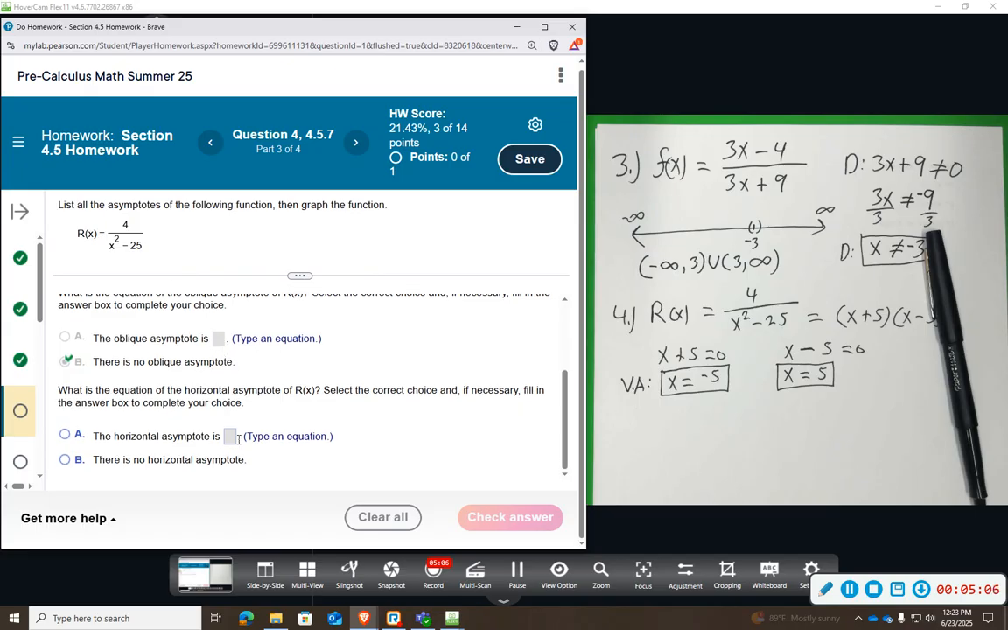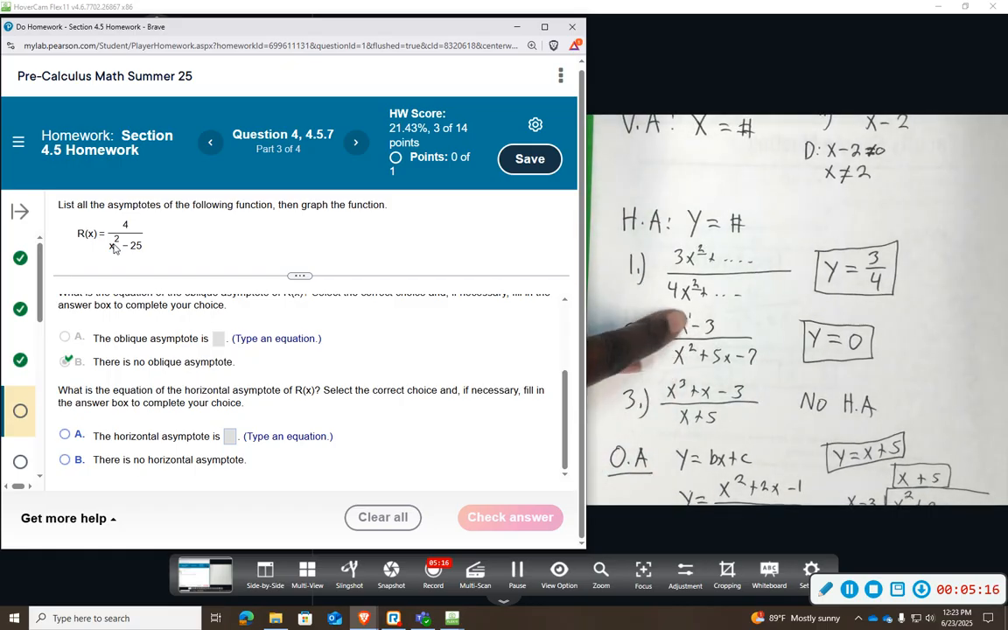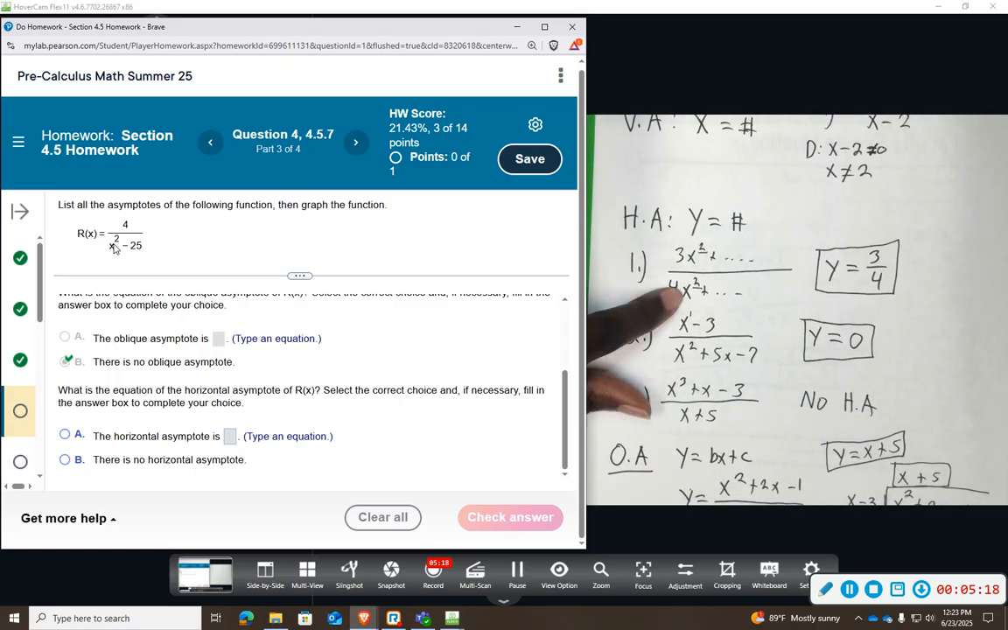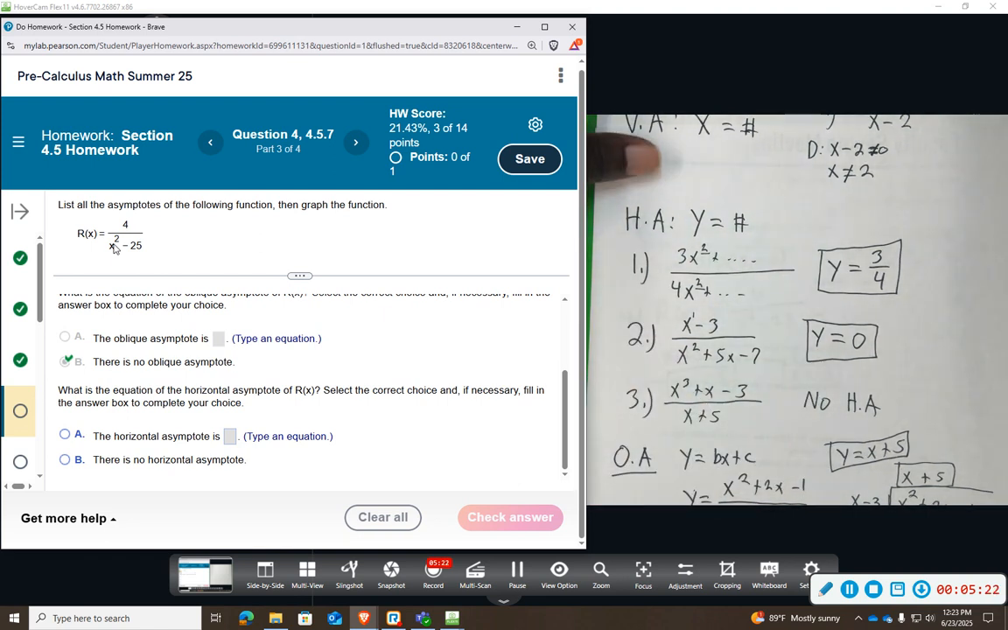Horizontal asymptote, we check the degree of the top and the bottom. So when the degree on the bottom is bigger, we have our asymptote being 0. So remember, we had a 1 up here and a 2 on the bottom. So anytime the degree on the bottom is bigger, your horizontal asymptote is y equals 0.